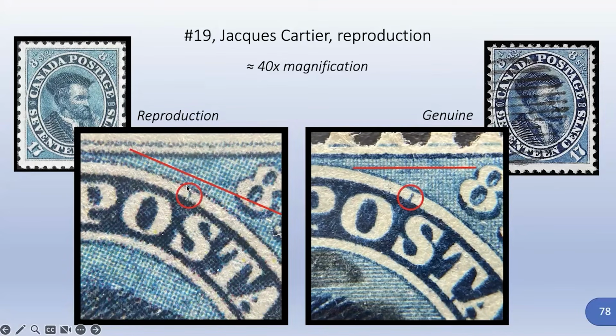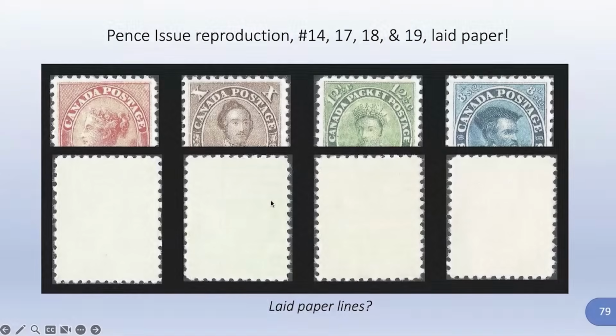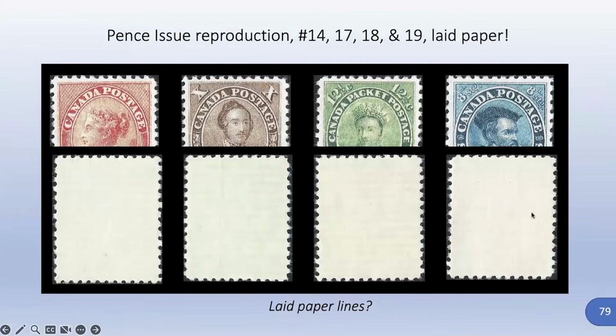But they did get this mark. This is a die flaw. This was on the transfer die, and this little flaw mark in the oval there is on all 17 Cartier stamps. And so they managed to use a real stamp to get that part of the image. They just didn't get the matrix at the back correct. And they're on laid paper, which looks like laid paper, not mold-made. They put some laid paper lines on the back, but it's not genuine.